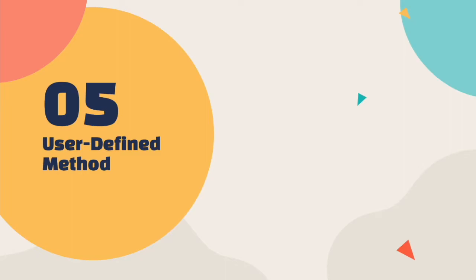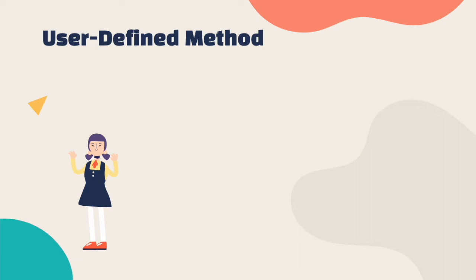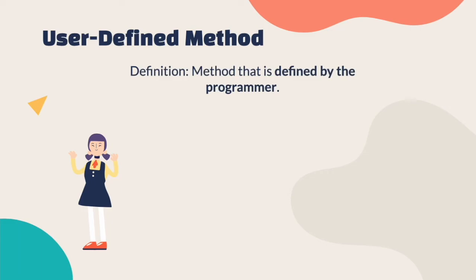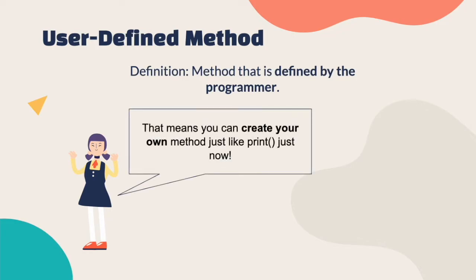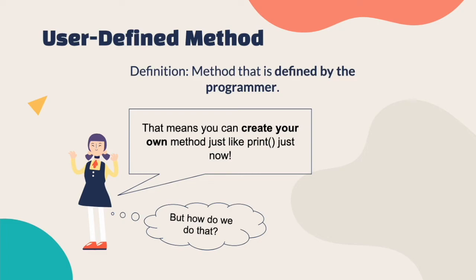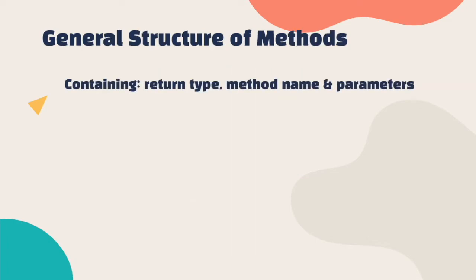The second type of methods is user defined method. Now let's have a look. So what is user defined method? User defined method is a method that is defined by the programmer. That means that you can create your own method just like the print method just now. So how do we do that? How do we create a new method, our own method? Before you can call a method, you need to define it based on the general structure of methods, which contains return type, method name, and parameters.